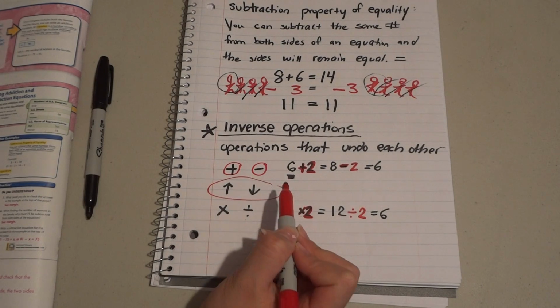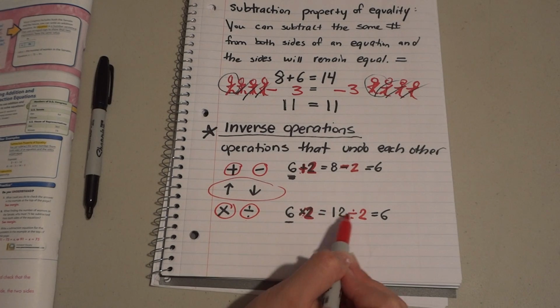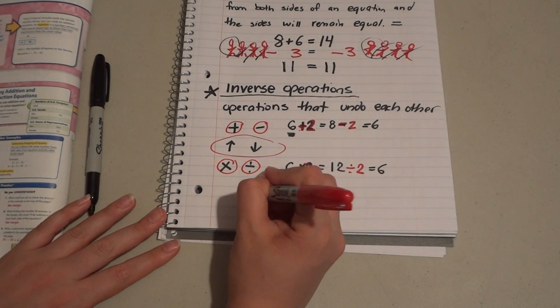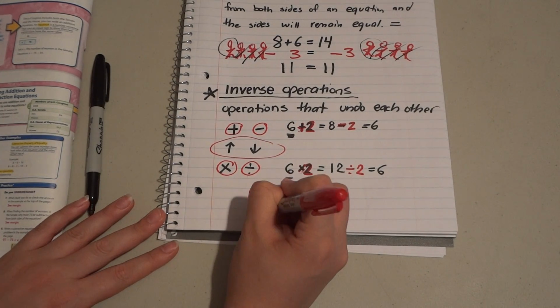Plus and minus are the opposites. They undo each other. Multiplication and division are the opposites. They undo each other. One last example with that, boys and girls, is on a calculator. I'm sure you've all experienced and experimented with calculators before.